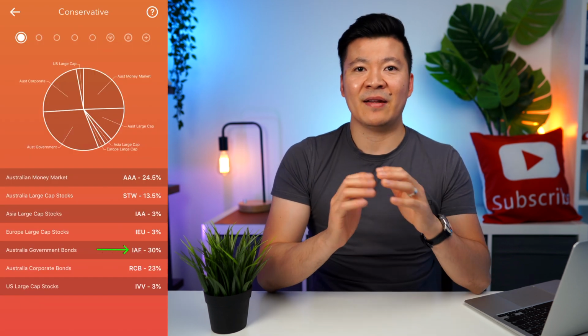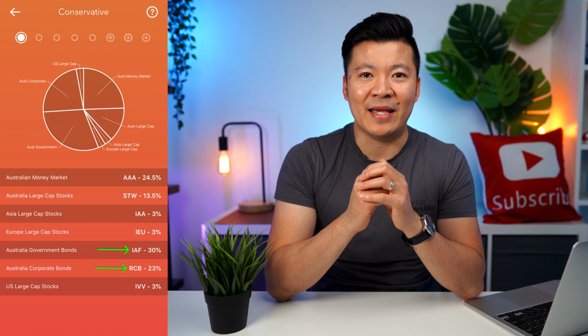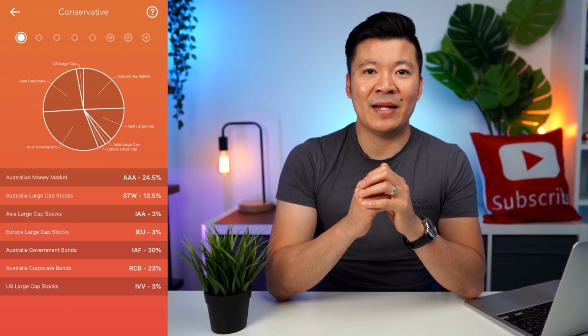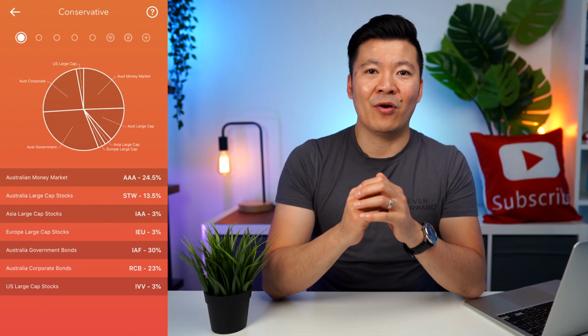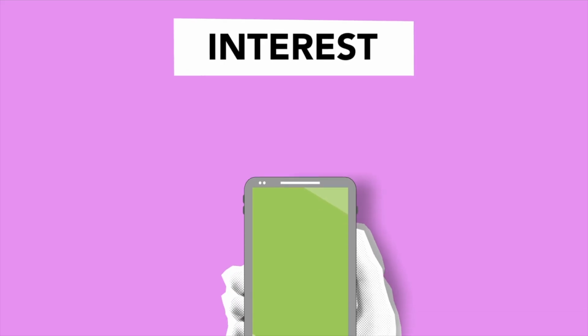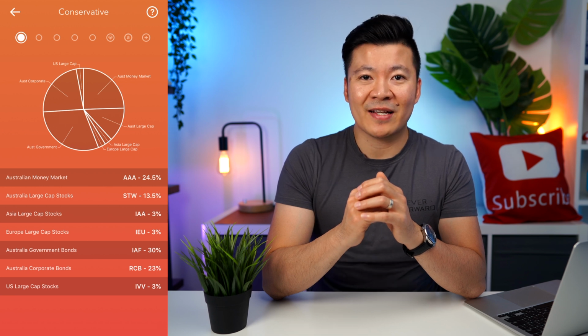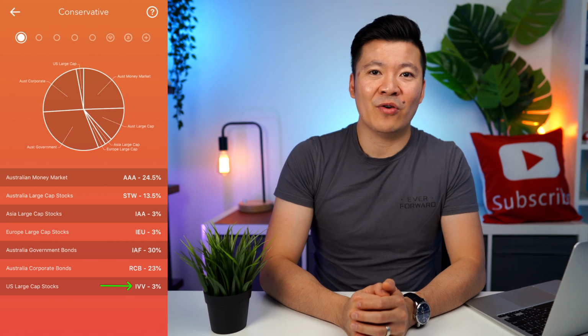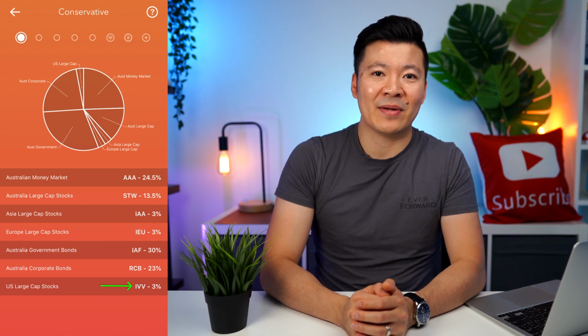Then you have 30% in IAF and 23% in RCB, which are 2 Australian bond ETFs. Bonds are basically loans from an investor to a company or government, and it represents a promise from the borrower to pay you the full principal plus interest, which is usually in a form of a dividend. Bonds are considered safer than stocks. Then finally, you have 3% in IVV, which is a US large cap ETF with many famous companies like Apple, Microsoft, and Google.